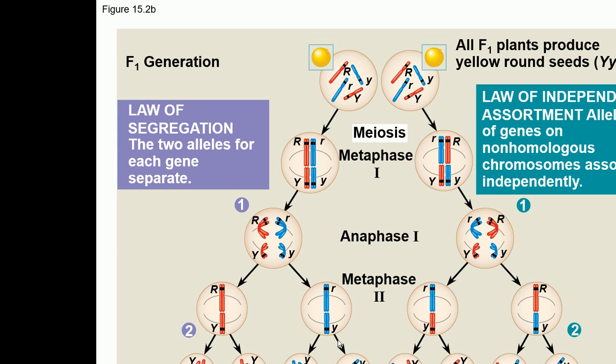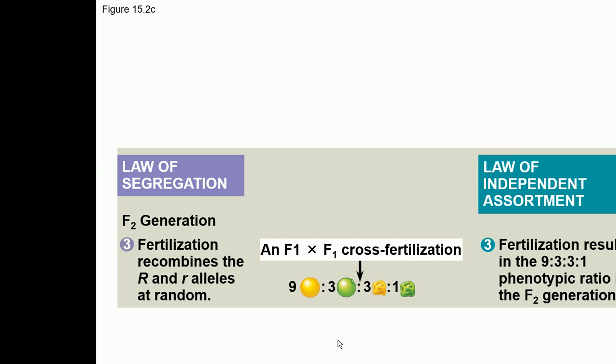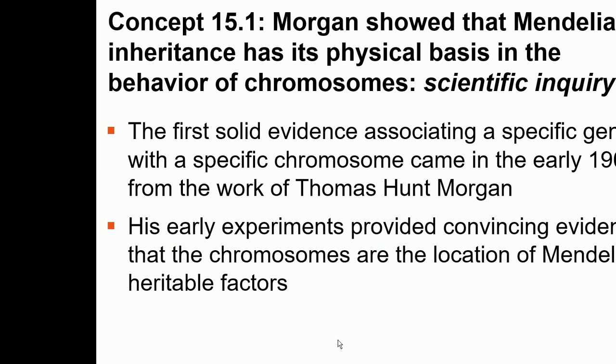So this is all on the basis that these genes have a specific location on the chromosome. Then came another scientist called Thomas Hunt Morgan. He was the one who did experiments with fruit flies, and his experiments gave evidence that the chromosomes are the location of Mendel's heritable factors.